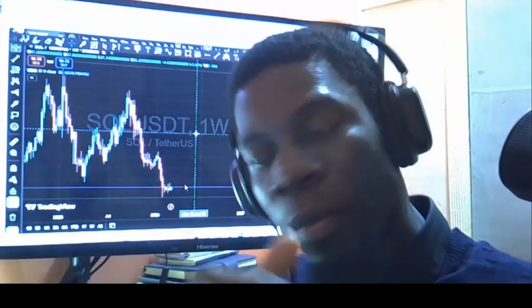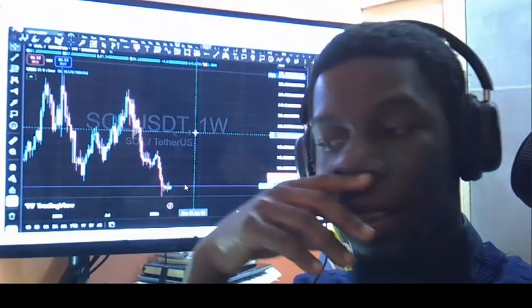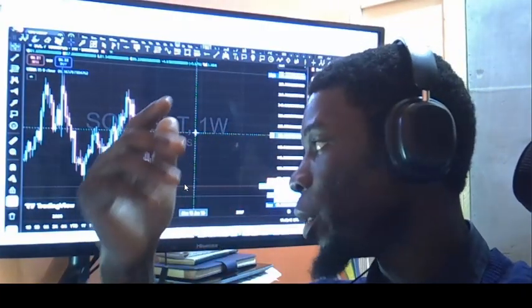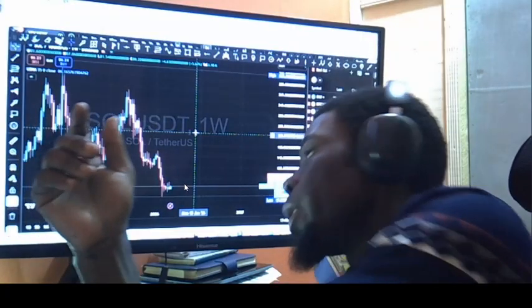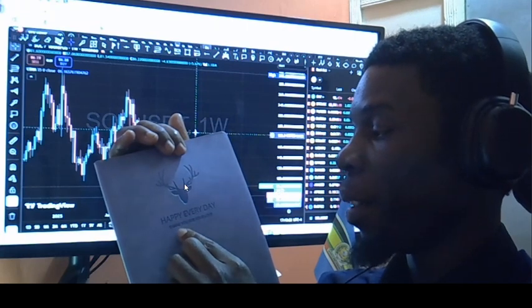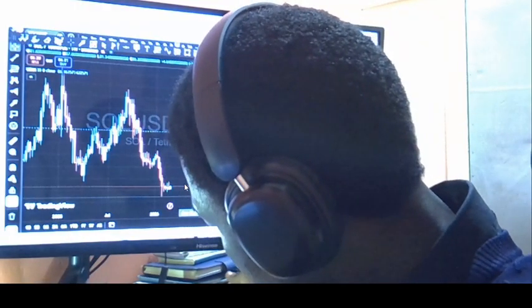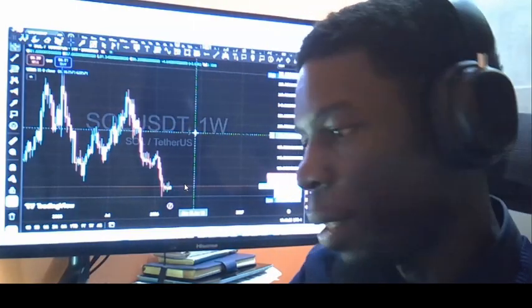Actually, what we're going to do, we're going to need a few things. Basically, we're going to need a trading journal. As you can see, this is my trading journal, the one I use. It says I'm happy every day. Thank you for your love. So that's one of my trading journals. I have very many of them, as you can see, they are here.